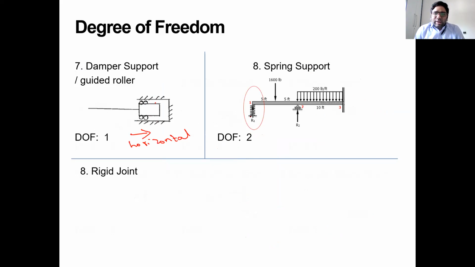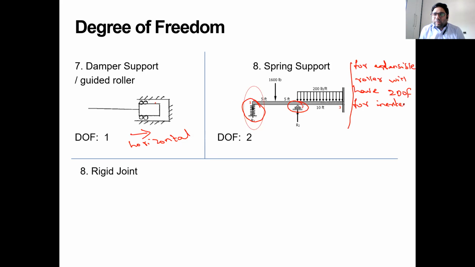Then we have a spring support. See here, this is the spring, and this is the roller. So I'm writing it here. For extensible, the roller will have 2 degrees of freedom, and for inextensible, 1 degree of freedom. That difference you should understand.